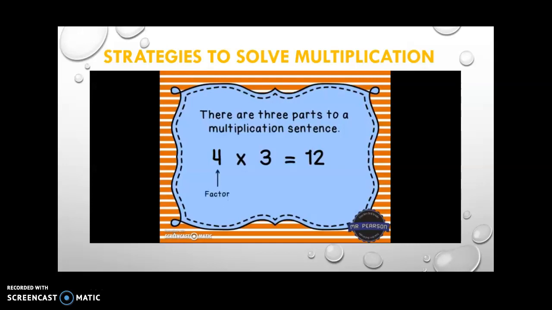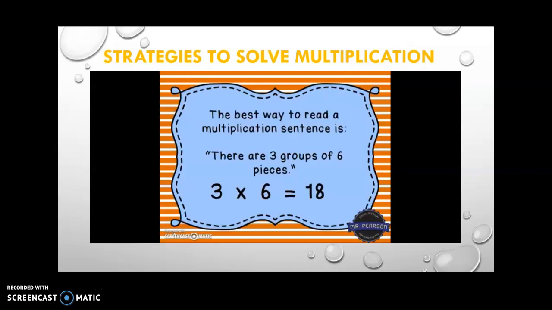Well, this first number, the 4, is what we call a factor. The second number that we have is also called a factor. That 3 is a factor. And then the 12, which is our answer, that's known as the product. And the best way to read a multiplication sentence is to read it like this. There are 3 groups of 6 pieces. So we have 18 altogether. But the first factor tells us how many groups we have. The second factor tells us how many pieces are in each group. And then the product tells us how many pieces we have all together.